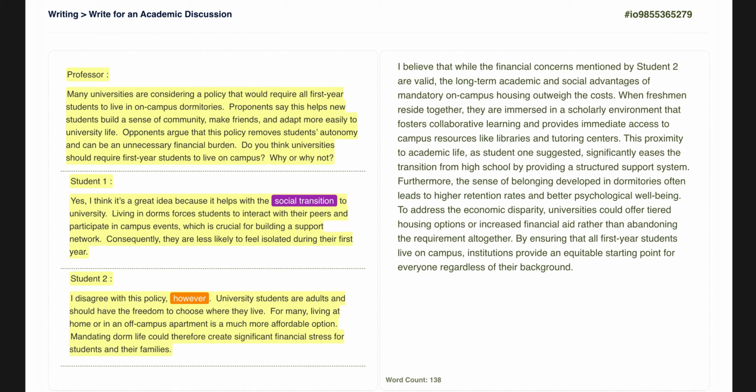This closing statement is powerful and ties all our points together, leaving a strong final impression on the grader.